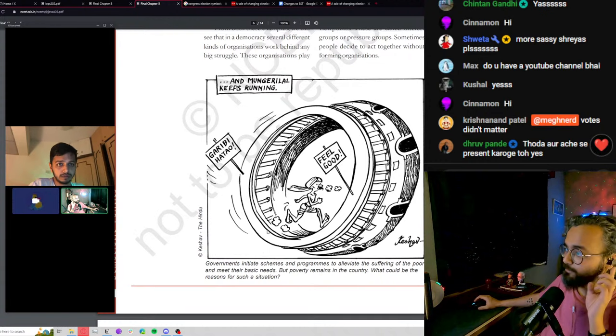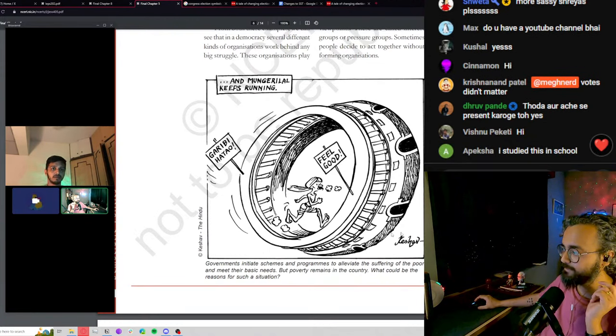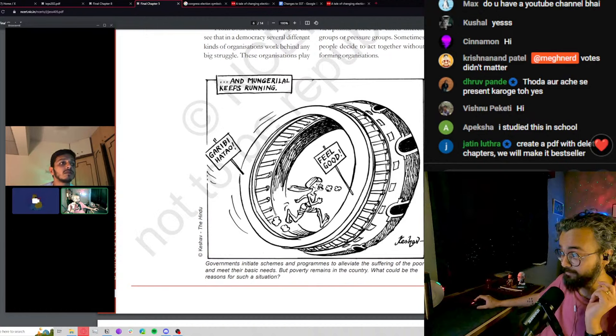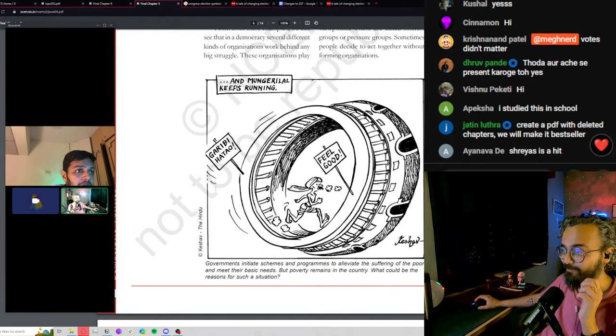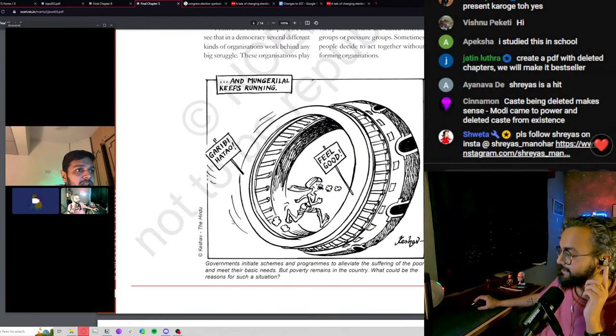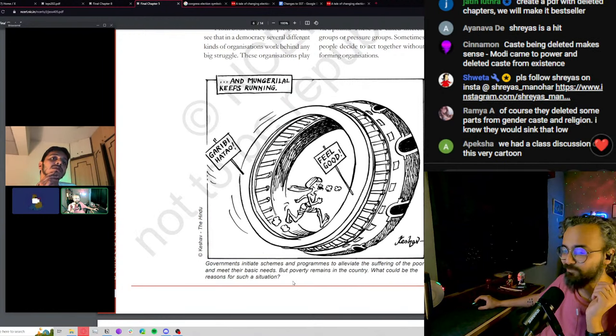There is a cartoon which has a very poor person running on a hamster wheel, which is actually the parliament, with Garibi Hatao and Feel Good written on it. The title reads, and Mungeri Lal keeps running. Mungeri Lal ke haseen sapne, you remember? Governments initiate schemes and programs to alleviate the suffering of the poor and meet their basic needs, but poverty remains in the country. What could be reasons for such a situation?